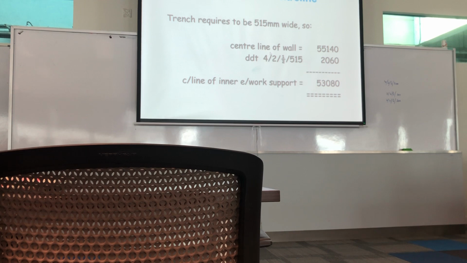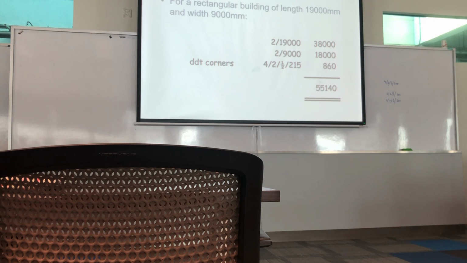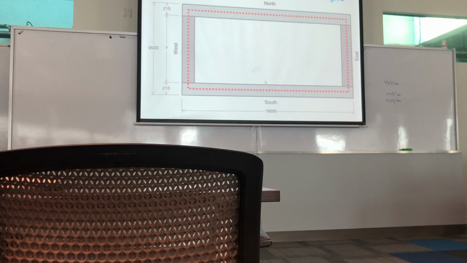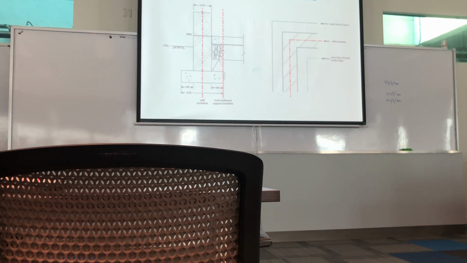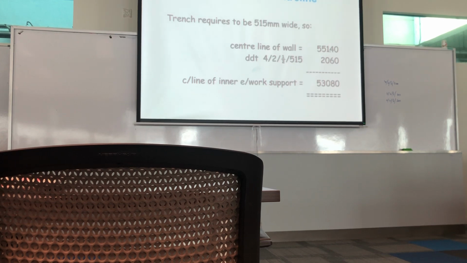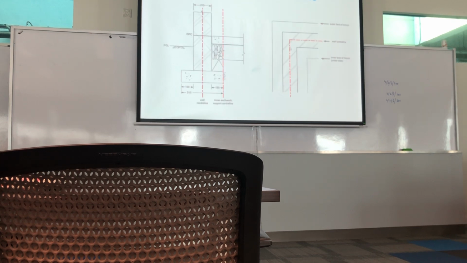Okay, so center line is 55140. They get the perimeter using the same perimeter but different trench size. Assuming the same dimension, you have the center line to center line 55140. Then you need to deduct half of the 515, right? This is your line. You want the internal ones, that means it will be shorter, right? So you deduct half of 515.